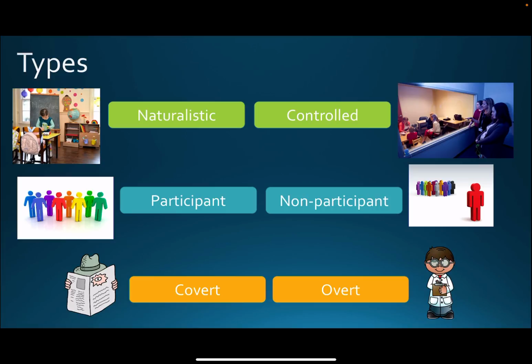Okay, so those are the types of observation. Things can be a combination of them. You could have an overt, controlled observation. You can combine them. Naturalistic, non-participant observation. So you can combine the different types. They're not mutually exclusive. Okay, so we're going to do an observation.